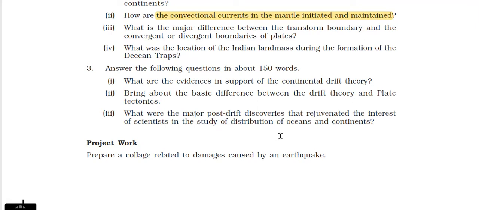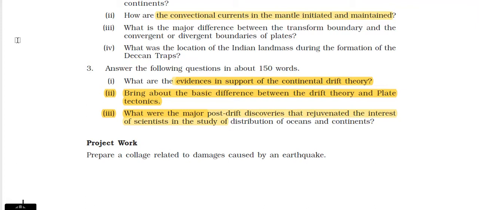The last three questions are long type questions. What is the evidence in support of the continental drift theory? We have already discussed the evidence: jigsaw fit, tillite, fossils, distribution of the continents, matching of the coastal shorelines. All those five points which we have discussed, I will also be sharing my notes with you, so it will be easy for you. Placer deposits, the rich minerals found there, all come under the evidence to support the continental drift theory.